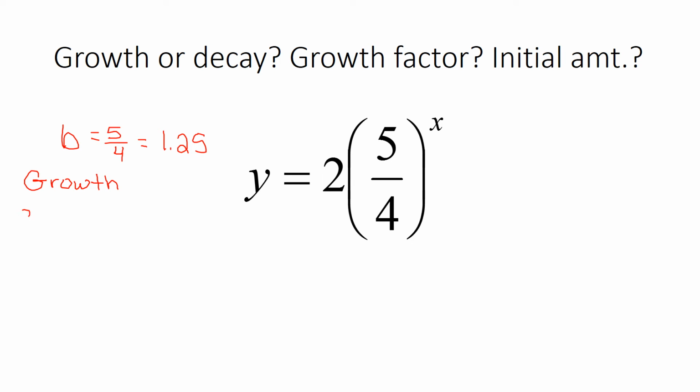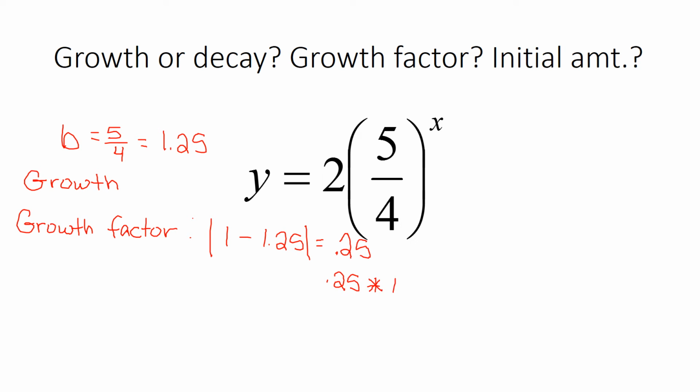Our growth factor is going to be the absolute value of 1 minus 1.25, which gives me negative 0.25, but I take the positive of that. And then remember, it's 0.25 times 100. So it's 25%. So this is growing by 25% each time. The initial amount is simply my number on the outside, so A is equal to 2. That's my initial amount.